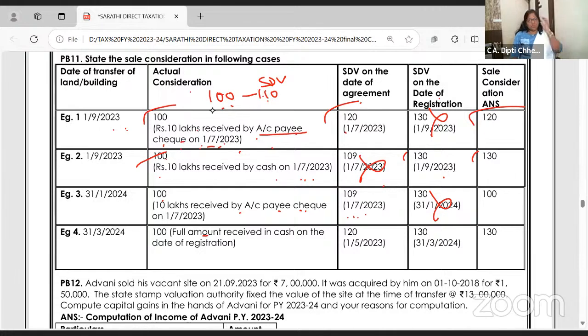Because token money is received by cheque or RTGS, NEFT, any online mode. But actual sale consideration is 100. Stamp duty value is 109. Up to 10% more, that is 110, even if stamp duty is more, ignore it. Take 100. This material is available in PDF form on Telegram.